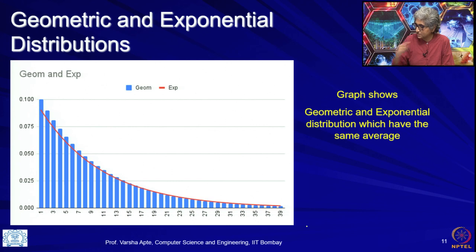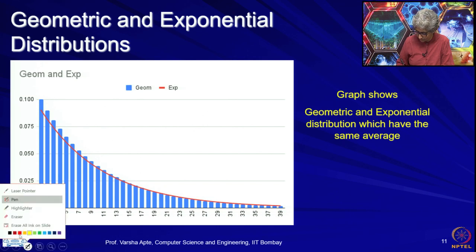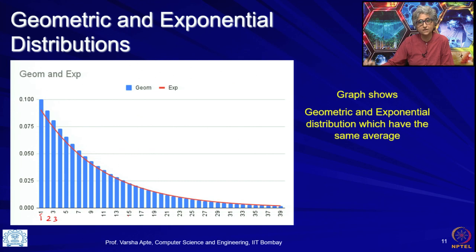This is a graph that shows the exponential distribution and the geometric distribution. Exponential is plotted as a continuous line, and the geometric distribution gives specific probabilities for values 1, 2, 3 and so on. You can see that for the same average, the exponential distribution looks very much like the geometric distribution. It really matches the actual values if the average is the same. So they are kind of sister distributions, and think of exponential as an intuitive distribution, because its discrete equivalent, the geometric distribution, has a perfectly intuitive memoryless behavior.